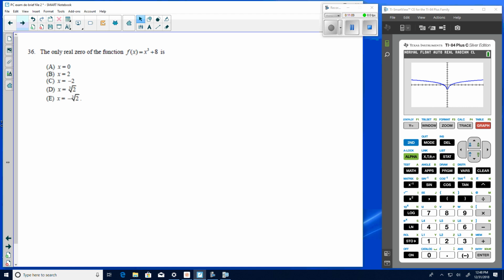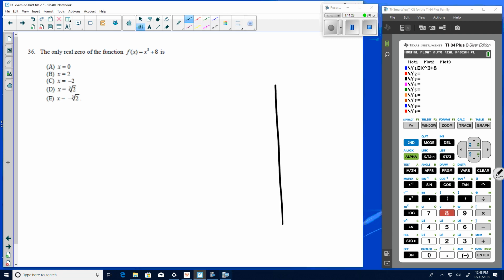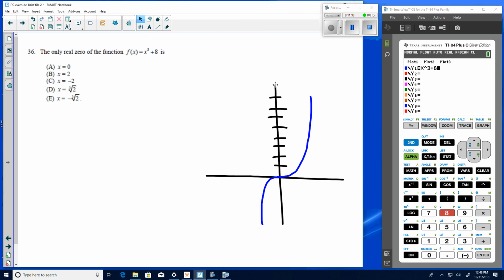The only real zero of this function, okay, so this is another transformation. We have x cubed plus 8. X cubed plus 8, you should realize that's a translation up 8 units. So 1, 2, 3, 4, 5, 6, 7, 8. So we have our parent function y equals x cubed going through the origin like that. And then moving it up 8 units, we have that picture there. And the question is, what's the zero, right?